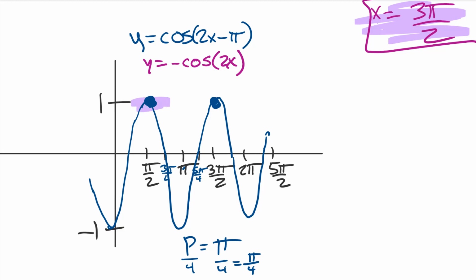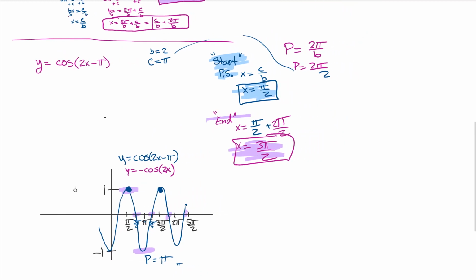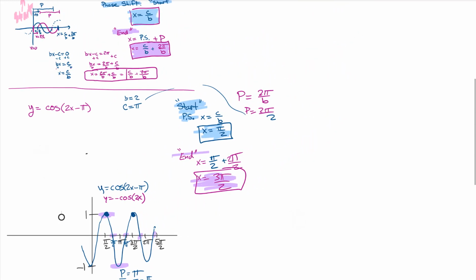where your max values are, where your minimum values are, and where your intercepts are. This is going to be the key to you being able to read these and answer these questions. So it's all about this little phase shift. Memorize your C's and B's.